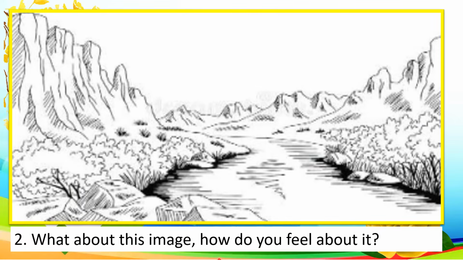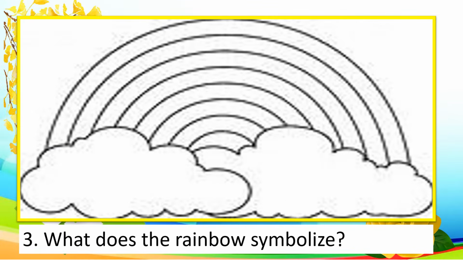Next, how about this image? How do you feel about this? Oh, what I can say is that this is colorless. It's without color. So it's only mere black and white. But it's big, it's wide, right? And the last one, what does the rainbow symbolize? Actually, if we're going to base our answer from the Holy Bible, of course, the rainbow is giving us hope. And it's a promise of God that what happened during the time of Noah will not occur again.